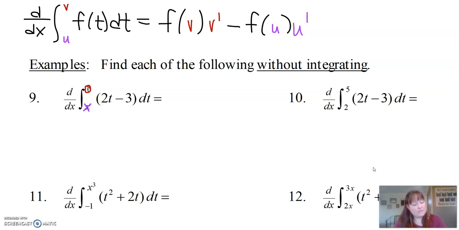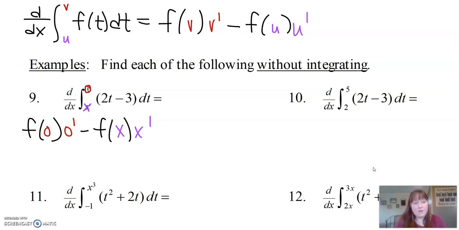So we can say that it equals f of 0 times 0 prime minus f of x times x prime, right? That's what we have right there, if 0 is v and x is u. So what is this, right?